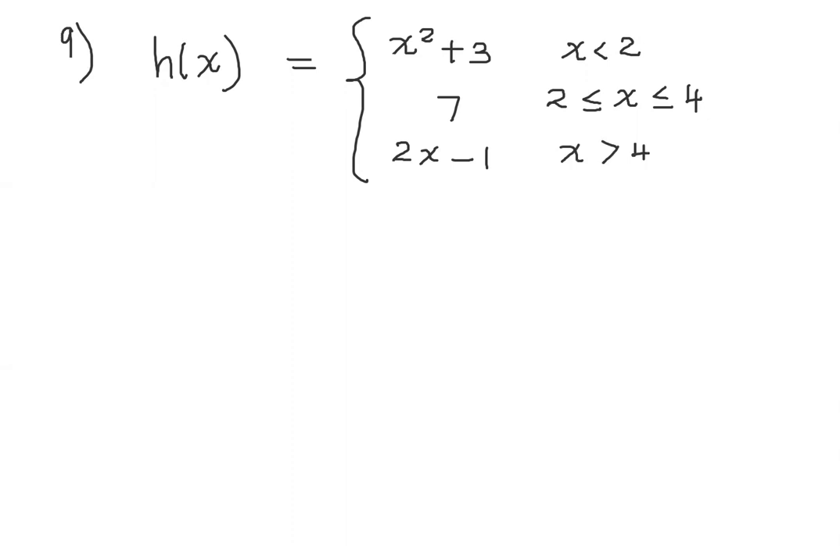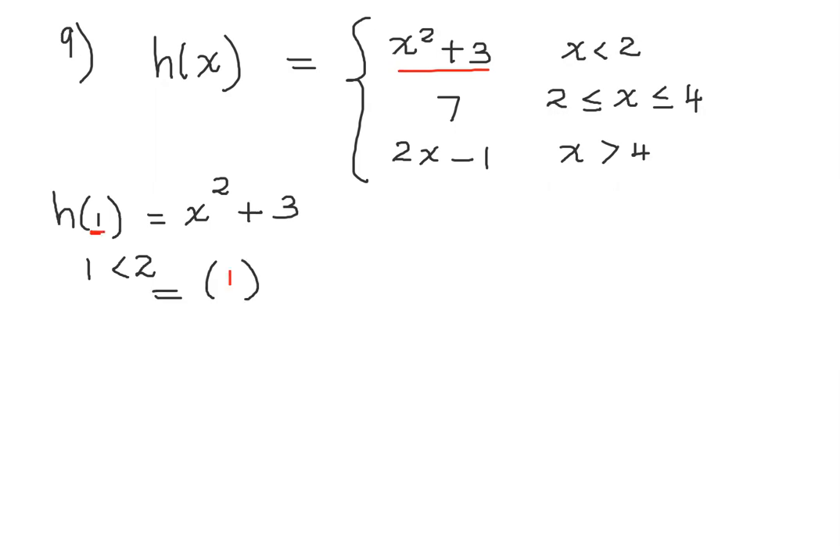So now we are going to go one by one. So first one is h of 1 and see where it belongs. So we have 3 conditions. We'll have to go by these conditions here, or the constraints. Is 1 less than 2? Yes. That means we are going to use the first one. So you're going to replace all the x by 1 because we have 1 inside here. So we're going to put the 1. And 1 squared is 1 plus 3. So the answer is 4.